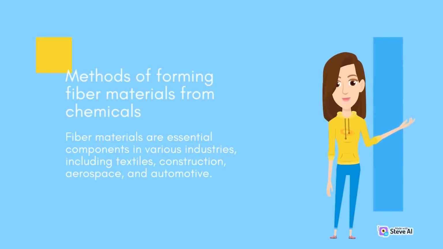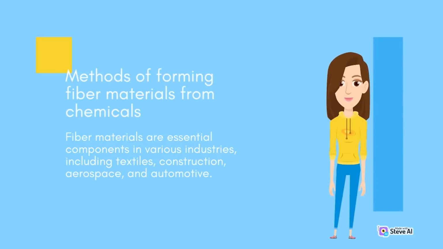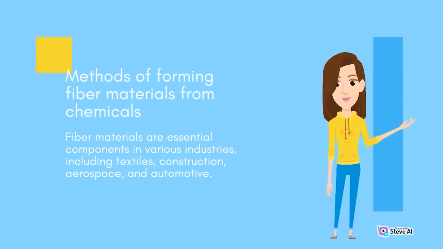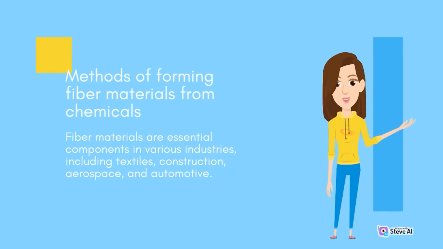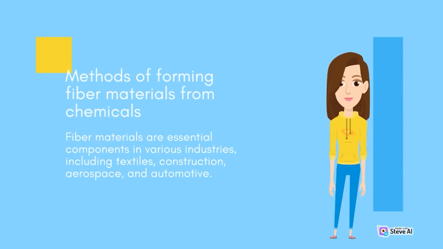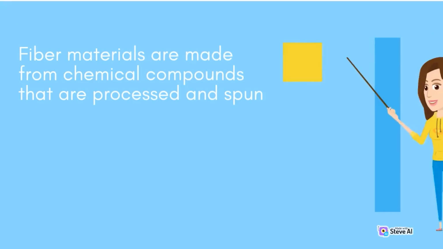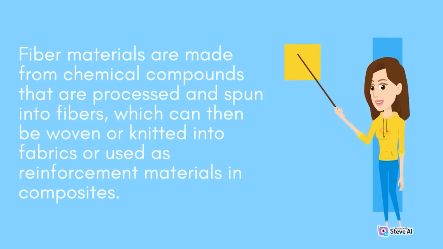Methods of forming fiber materials from chemicals. Fiber materials are essential components in various industries, including textiles, construction, aerospace, and automotive. Fiber materials are made from chemical compounds that are processed and spun into fibers, which can then be woven or knitted into fabrics or used as reinforcement materials in composites.